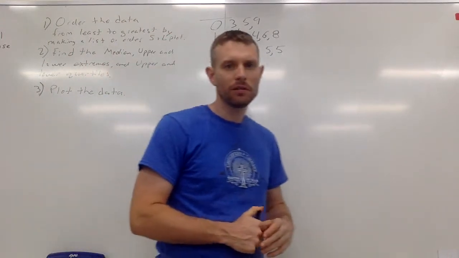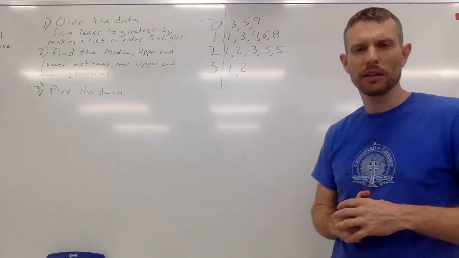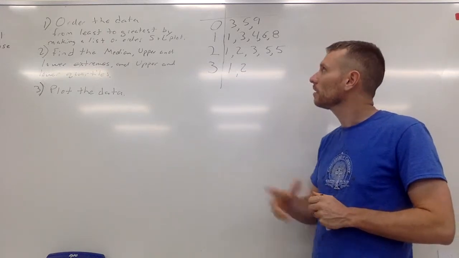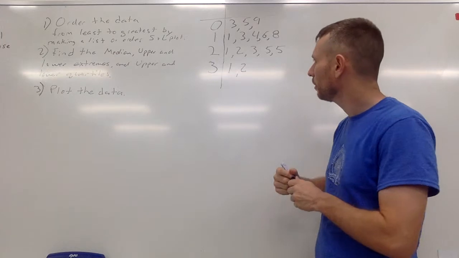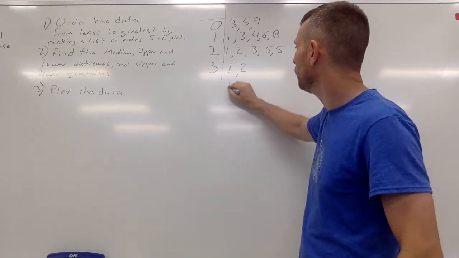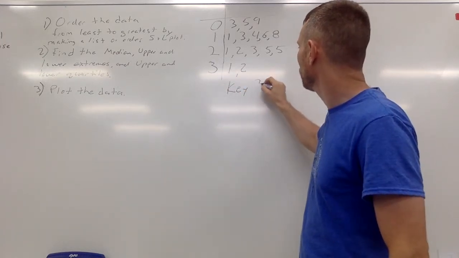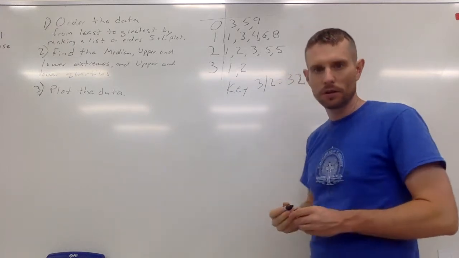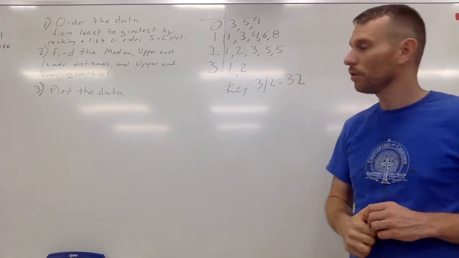Okay, in this video, we're taking the data that we just did from the stem and leaf plot. I've transferred it up. This is the ordered stem and leaf plot. I didn't have the key here, but the key is 3|2 equals 32.